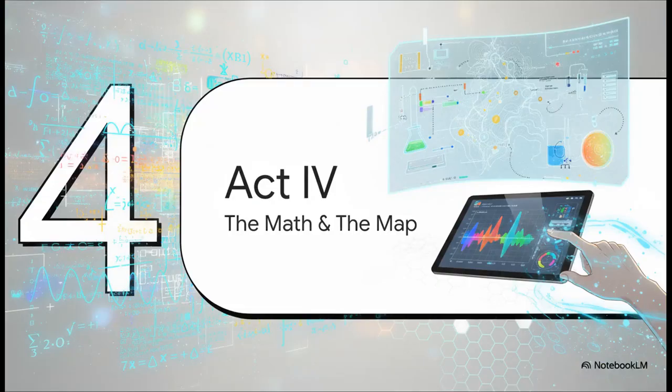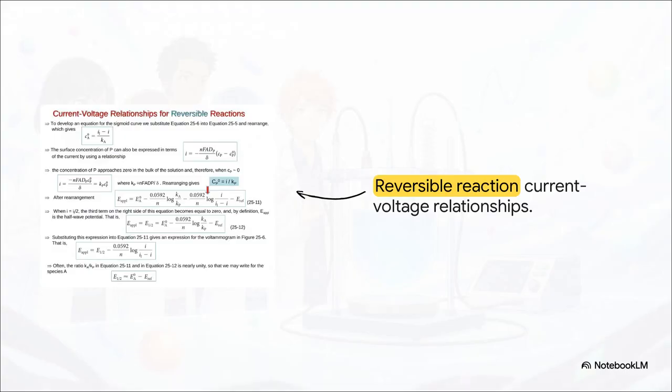And that brings us to our final act, Act 4, the math and the map. Let's look closely at how we translate our physical setup into hard mathematical data. I know, equations can look a bit daunting, but really, they're just maps of chemical behavior. The math here outlines how we derive the all-important half-wave potential, known as E1/2.